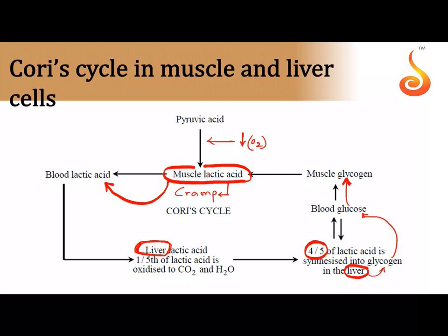So imagine you're suffering from cramp, you're having severe pain in the leg. That's because you have excessive muscle lactic acid, and that is sent into the blood. The blood takes it to the liver. In the liver, 1/5 of it is degraded into carbon dioxide and water. The remaining 4/5 of it is synthesized into glycogen in the liver. The glycogen is acting as a stored reserve food material. Whenever your muscle needs it, the glycogen will be broken down into blood glucose. It will be sent back to your muscle, where your muscle can immediately use up this glucose, or it can store it for future use in the form of glycogen.